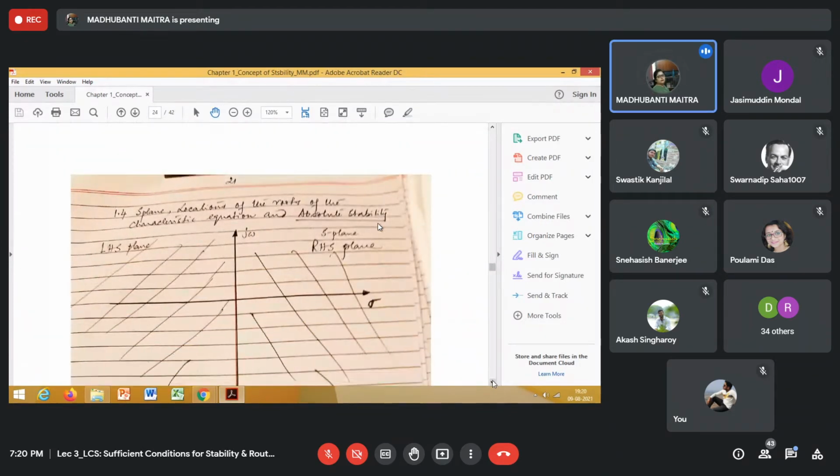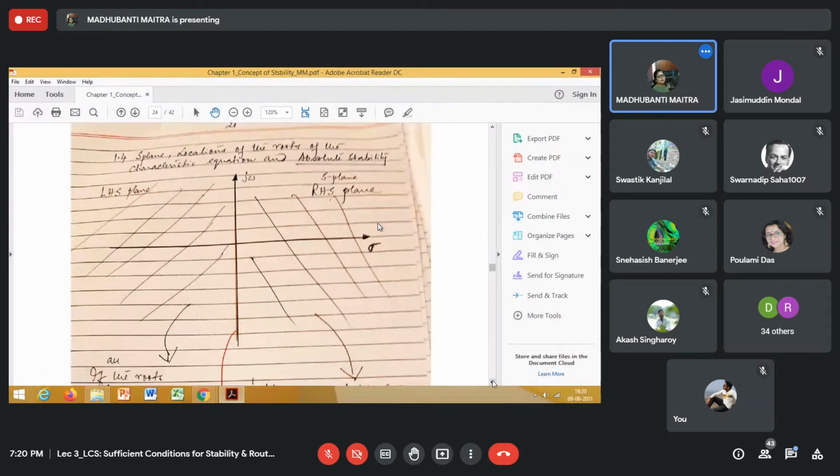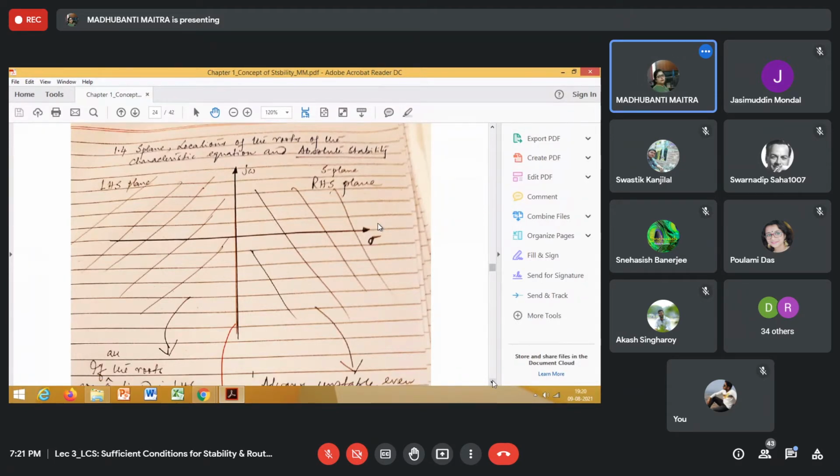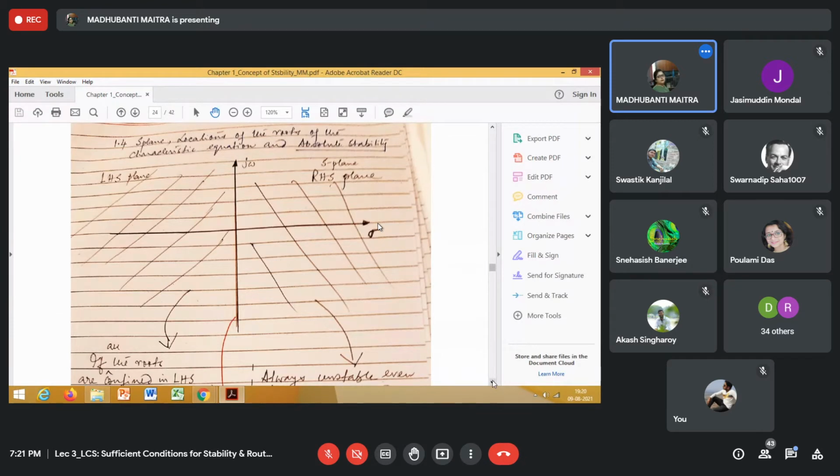So this is one figure depicting the region of stability on the S-plane. Any question? Okay. So as you can see, this is the S-plane, right? The real axis is denoted by sigma. The imaginary axis has been denoted by j omega. This is the right half of the S-plane, and this is the left half of the S-plane, right?